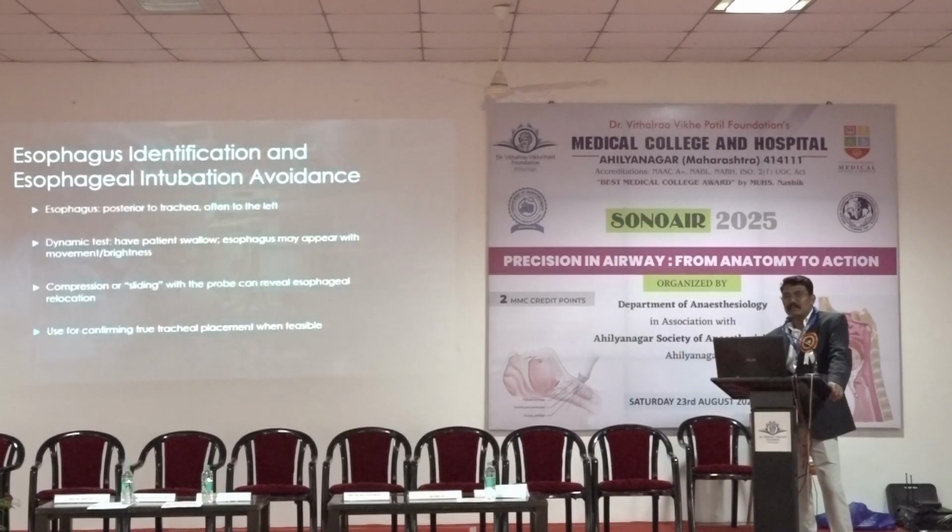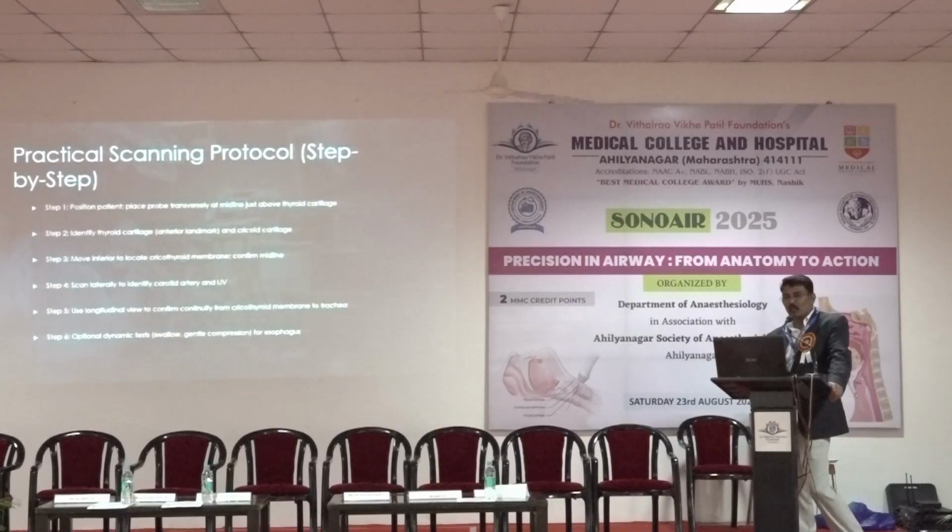But if we look just posterior to the trachea, we can see a small structure while doing a dynamic sonography, that is, asking the patient to swallow something. So we can see the collapsible structure behind the trachea. I'm just explaining it, but you will come to know more in other slides. The identification of the esophagus is helpful in future to identify a wrongly placed tube in the esophagus.